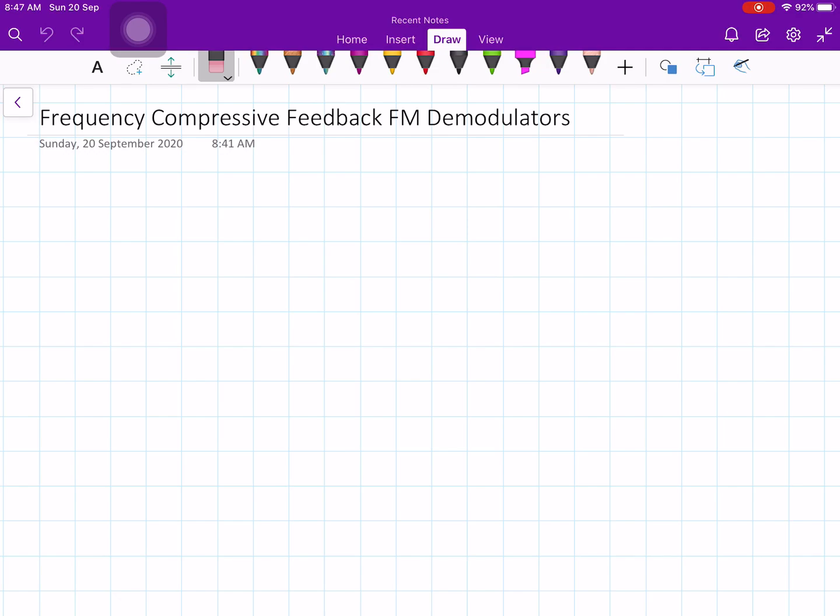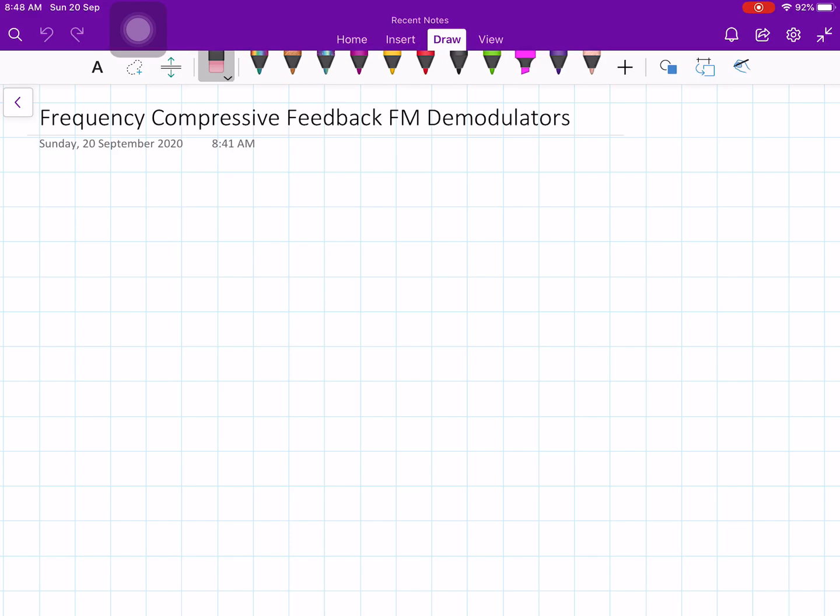In this lecture, let us learn frequency compressive feedback FM demodulators. This is a very interesting variant of PLL which is often used for demodulating FM signals, and more or less for the same purpose that the PLL is used. In this we use frequency compressive feedback, which is similar to a phase locked loop, but there are some major differences. Now let us look at the block diagram.